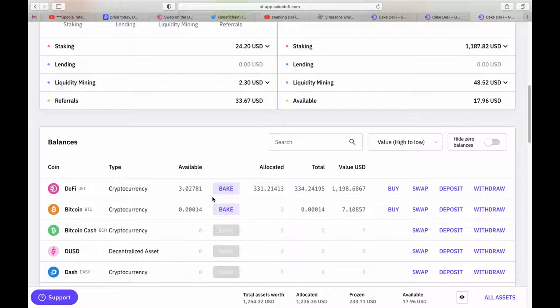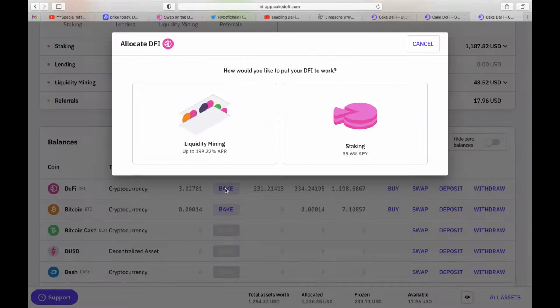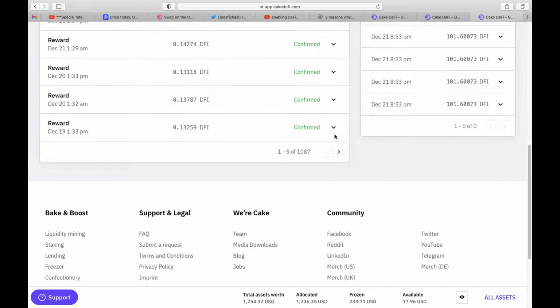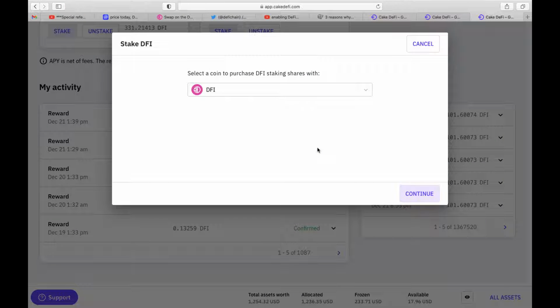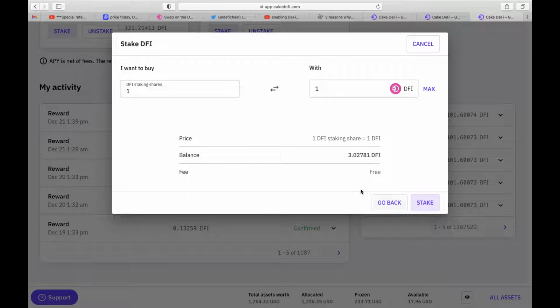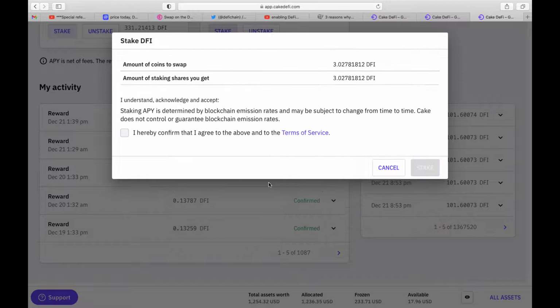So you can see I've got a small balance here, so I'm just going to, what they call, bake. It gives you the opportunity to do mining or staking. The staking's 35.6, and that's what I prefer. So I'm just going to go with that, and then select a coin to purchase DeFi staking shares with, and obviously I want to do more DeFi. You see there, I just want to do max. By doing max, I'll get another free DeFi. Not a huge amount, let's be honest, and then I'll just stake that.